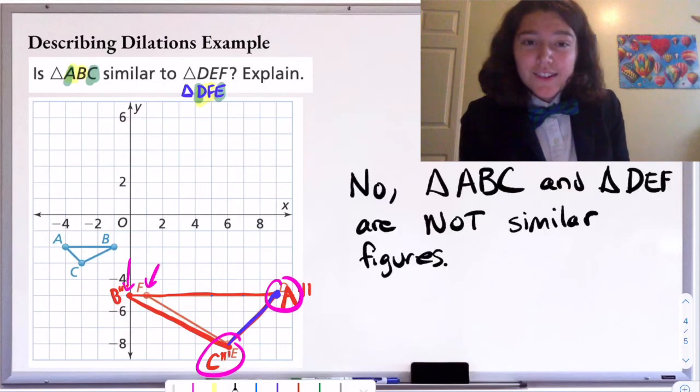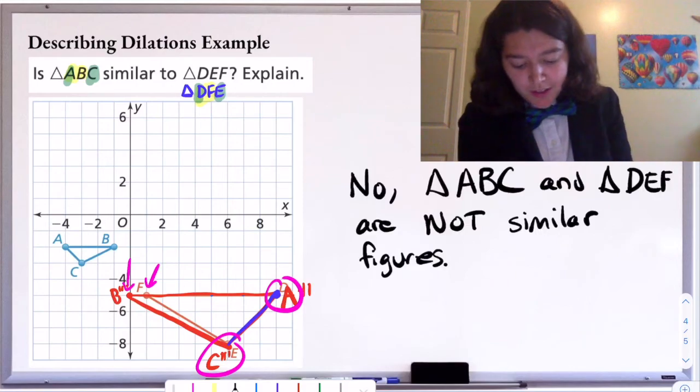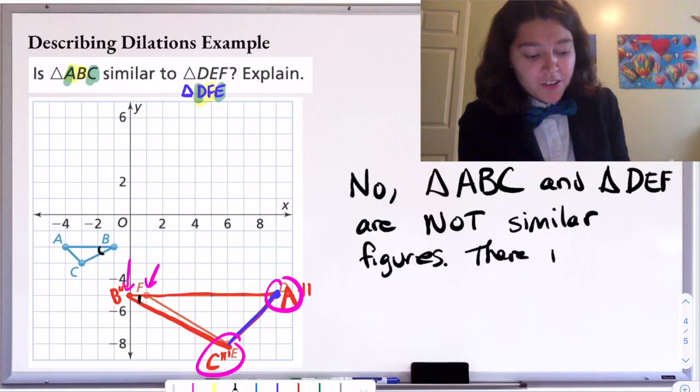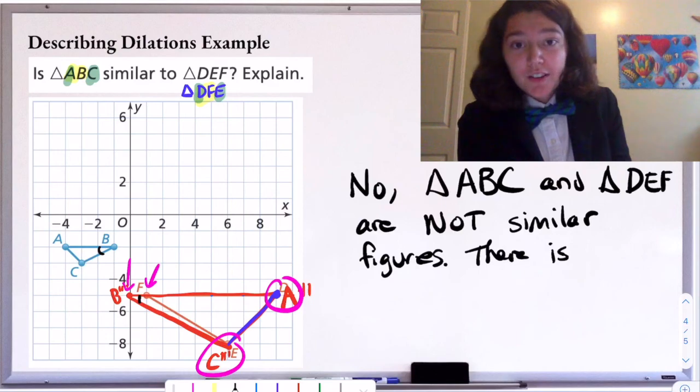Their angles aren't the same if we were to actually measure them, because of this situation, this angle and this angle, they're not the exact same. But the best way to conclude it is they are not similar figures. There is no sequence of transformations that will map one onto the other.